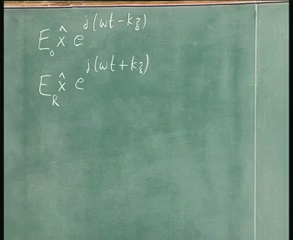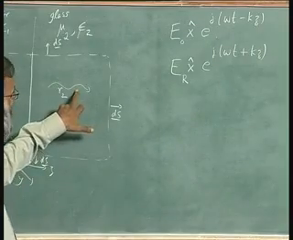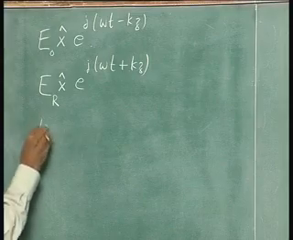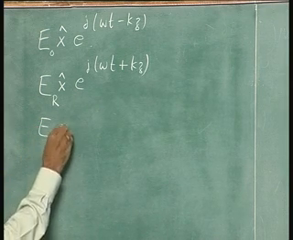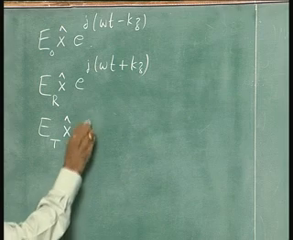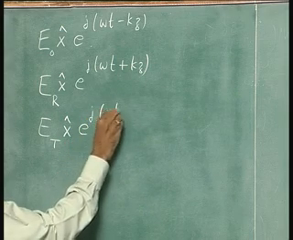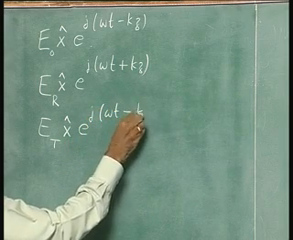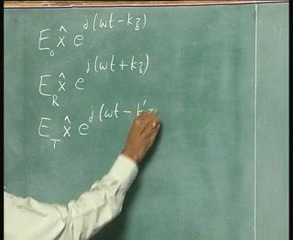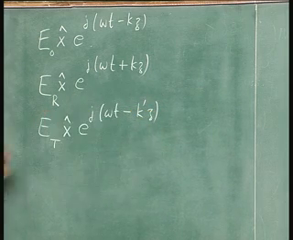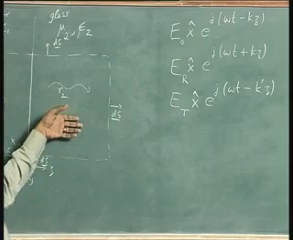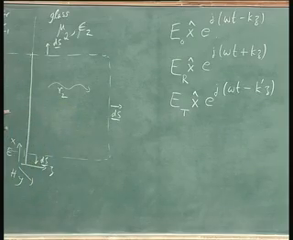And then there is a wave here also. This wave on the other side, I am going to call the transmitted wave. I will call it E t, also along x, e to the j omega t minus k prime z. K prime, because the wavelength of light in medium 2 may not be the same as the wavelength of light in medium 1.